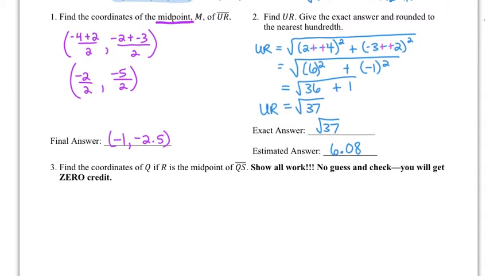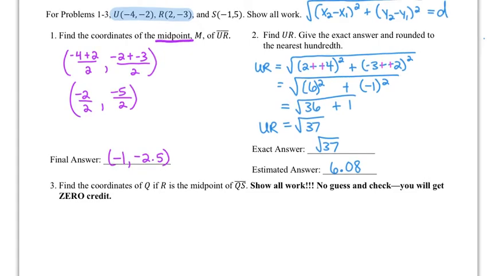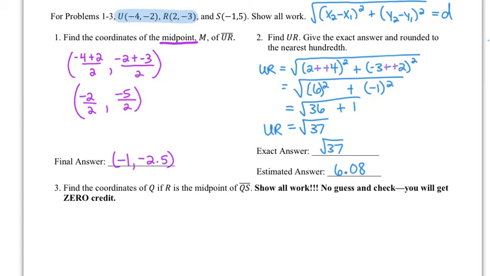We are finding the coordinates of Q if R is the midpoint of QS. So you have to solve this using an equation, but drawing a picture will help to understand what's going on here. So QS is your segment that we're looking at, and R is the midpoint. So R here in the middle, and it's QS. And we're trying to find Q, so we don't know the coordinates of Q.